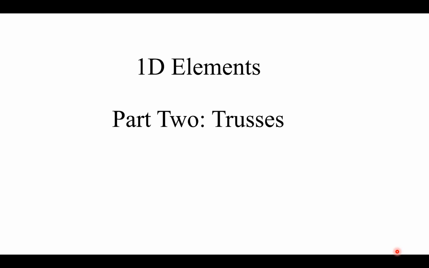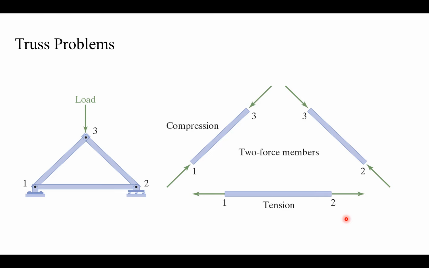Hello everyone, in this video we are going to continue our discussion on 1D elements. In the previous video we talked about bar elements, now we are going to introduce trusses. Similar to bar elements, trusses are one-dimensional, which means that the nodal variable depends only on one dimension, towards the direction of the member.